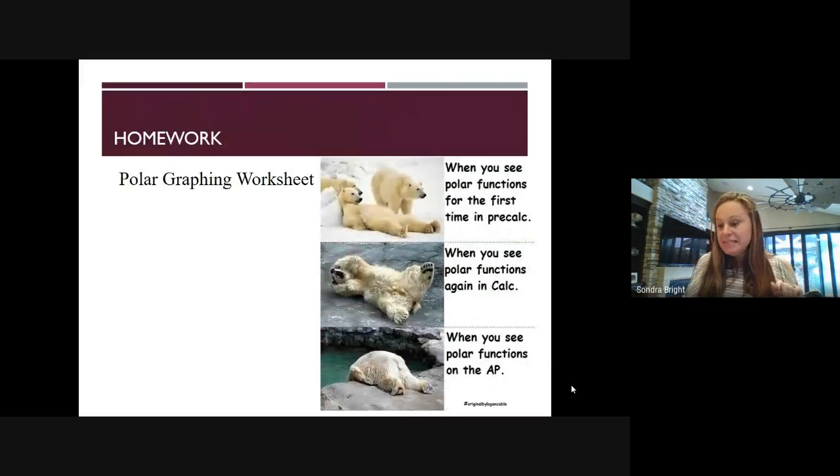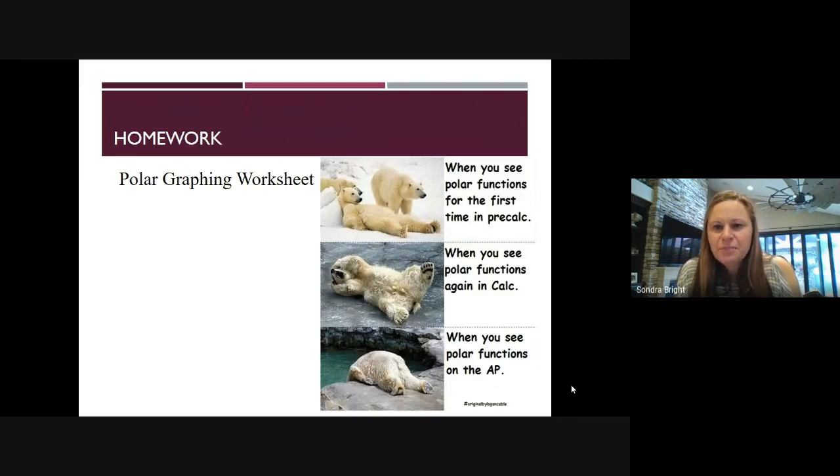Your homework is a polar graphing worksheet. I have attached that to the Google Classroom, so you can print it out, or if you don't have a printer, just do your best. You can do these by hand. The polar graphs definitely help, having those little circles, but you can still graph them by hand anyway.